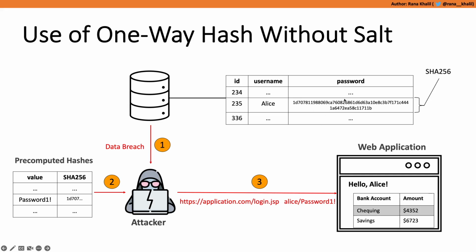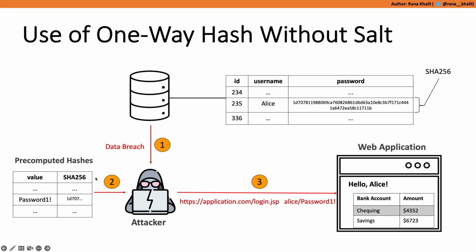Although I can't reverse this hash to the clear text password, what I'm going to do as an attacker is take a dump of the most used passwords in 2022, and that's something that you could find online easily. And then I'm going to hash them using the SHA-256 algorithm and save them in a table. This table is called a pre-computed hashes table or a rainbow table.